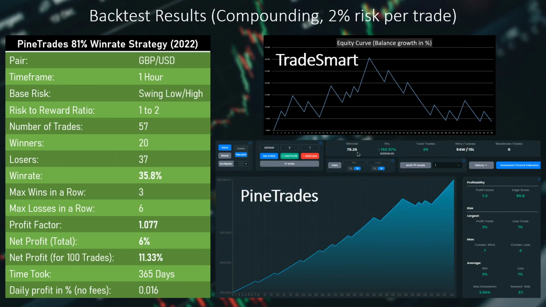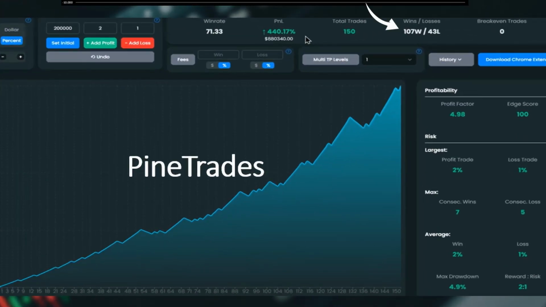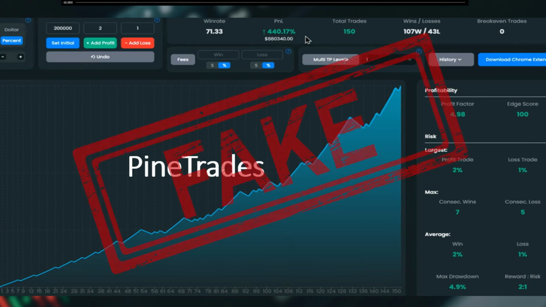Now let's take a look at the results from both 2021 and 2022 combined. In my backtest, I had 25 winners and 48 losses, with a net profit of 1.01% and a win rate of 34%. My equity curve didn't get any better, but PineTrades' results are phenomenal. In his backtest, he had 107 winners and 43 losers, with a net profit of 440% and a win rate of 71%. His equity curve is too good to be true, and in this case it is. So based on these results, I can say that PineTrades posts fake results.